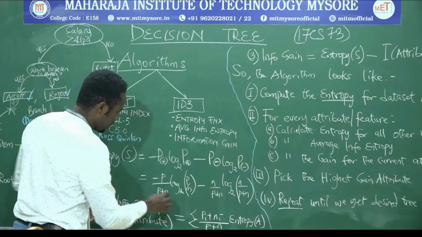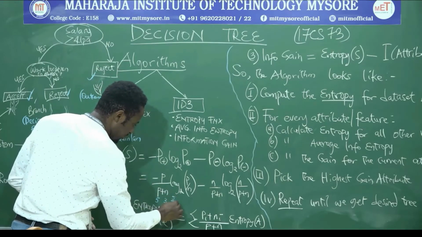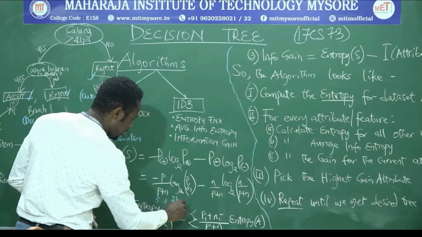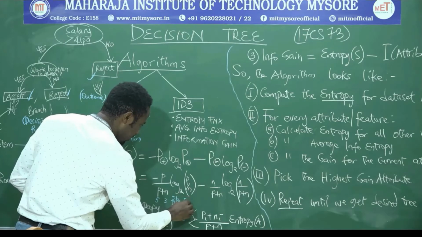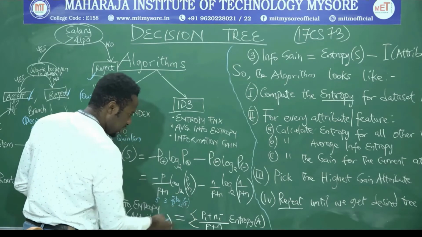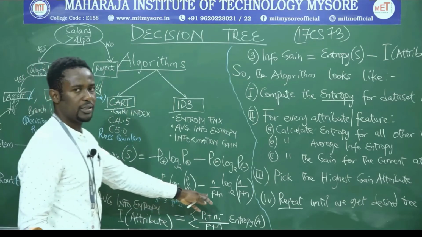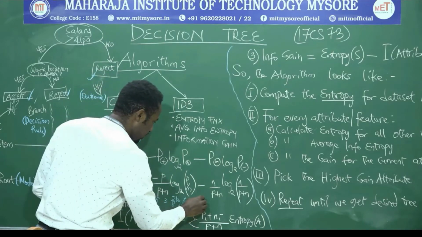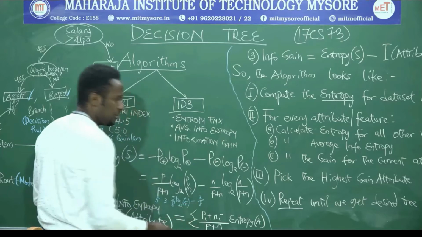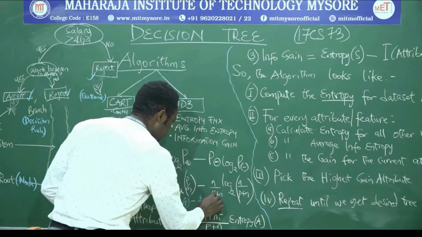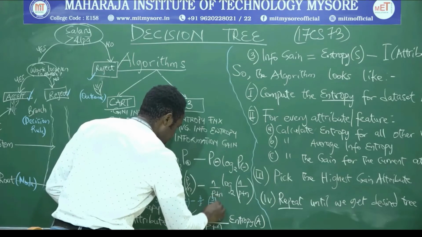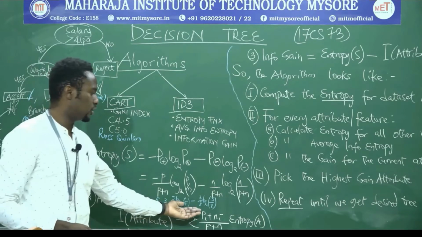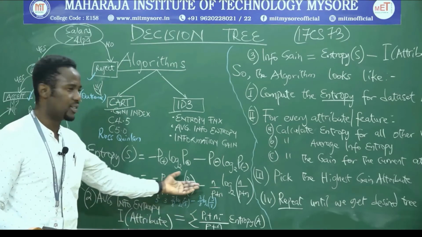This becomes 5 upon 8, because 5 plus 3 is 8. Log, remember, of 5 upon 8 to base 2. Minus, now we are going to talk about the negative examples here. The negative examples are 3, so we say 3 upon, again 8, the denominator remains the same. Then again 3 upon 8 log base 2. Now, this is what we are going to compute. This is explicitly what that formula is telling us.